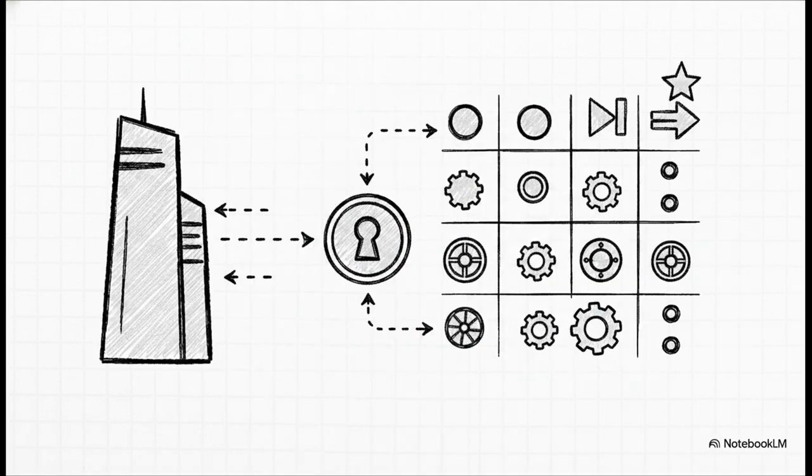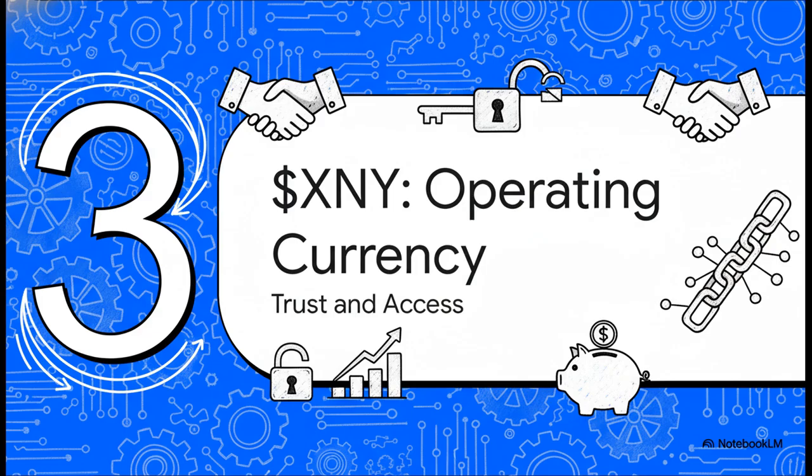And finally, we reach the consumption end of the pipeline, the clients. If you're an enterprise client, you use the platform to access data, hit APIs, or license datasets. You'll use XNY to launch these tasks, secure priority routing in the marketplace, and ultimately manage the rights to the data you're actually purchasing.